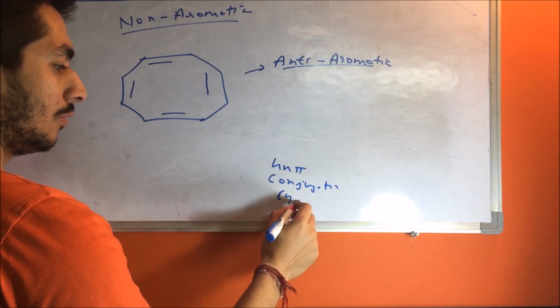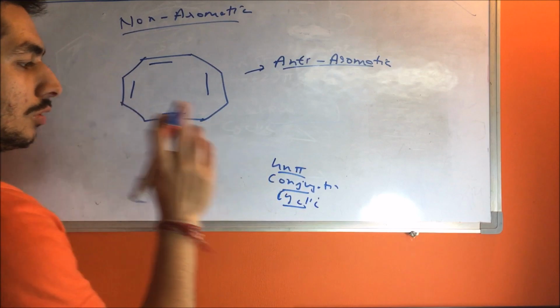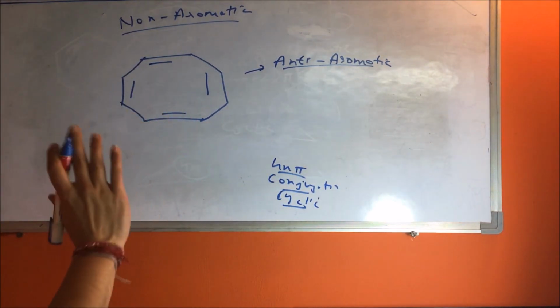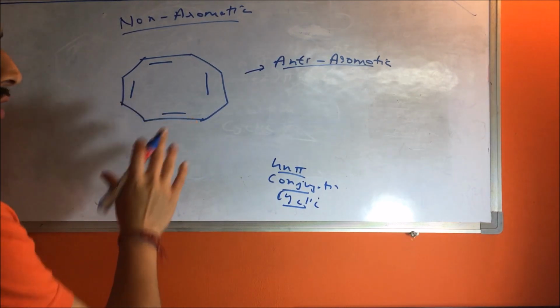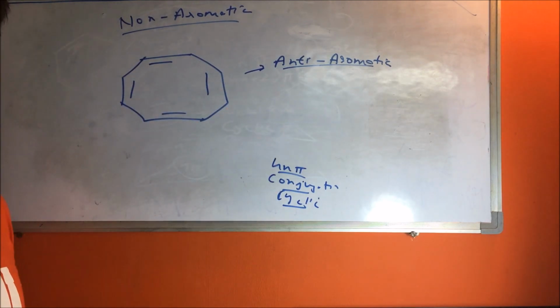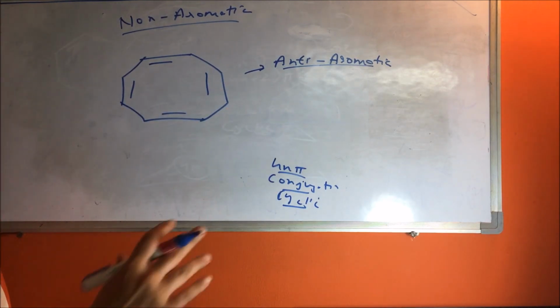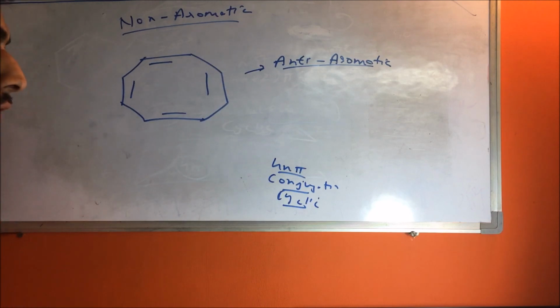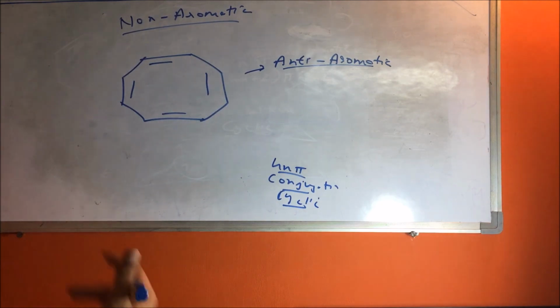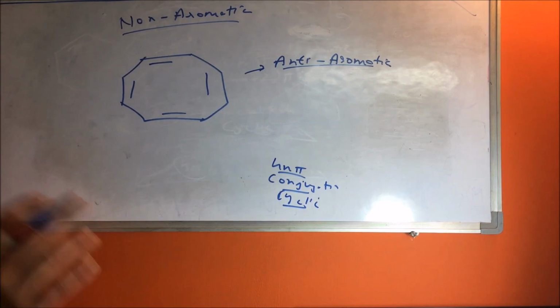It's cyclic as well. Apparently, once you look at the structure, yes, this structure is planar. So they might tell you that this compound is planar, following all the rules for an anti-aromatic compound. So they tell you it's anti-aromatic, but actually it's not. If you see the real structure of this compound, it's not planar. And why is it not planar? Because I told you that anti-aromatic compounds are highly unstable. So to get rid of this instability, this compound adopts a non-planar structure.